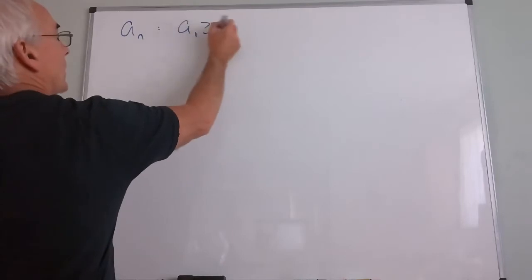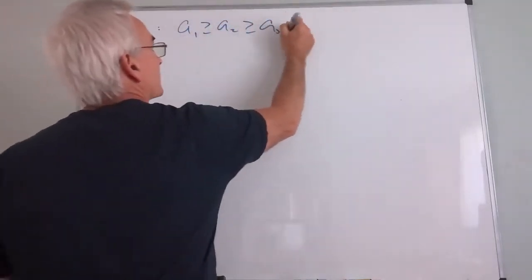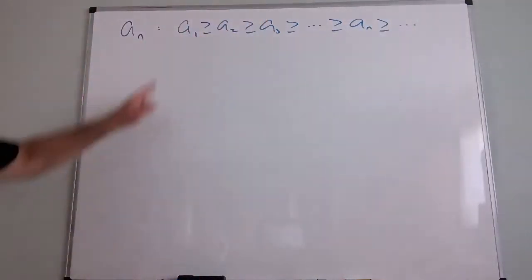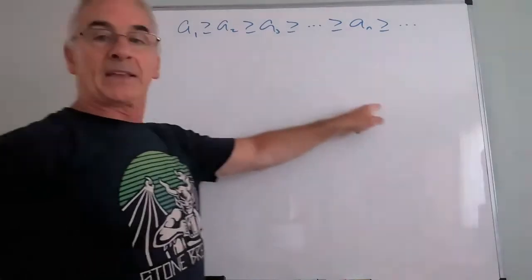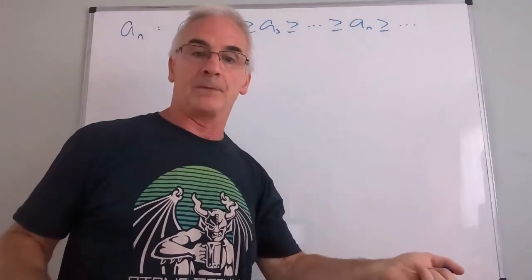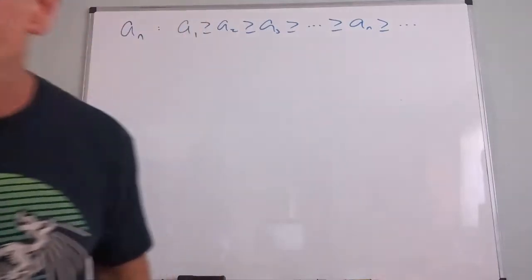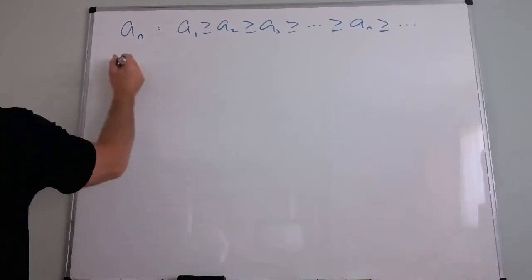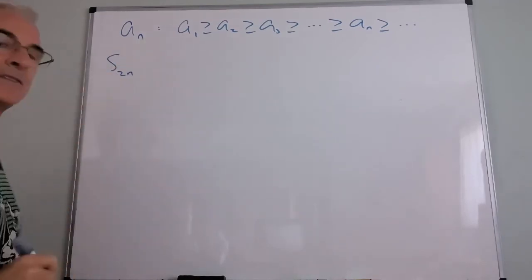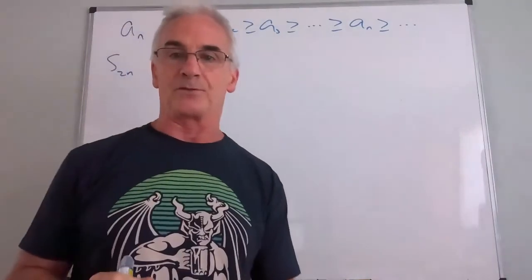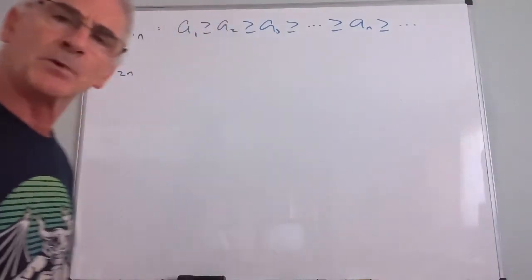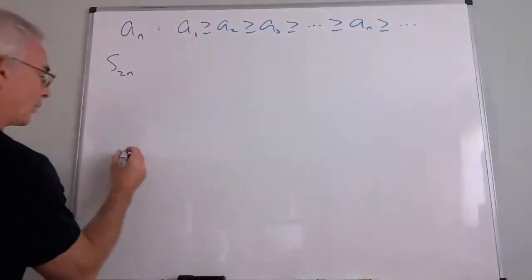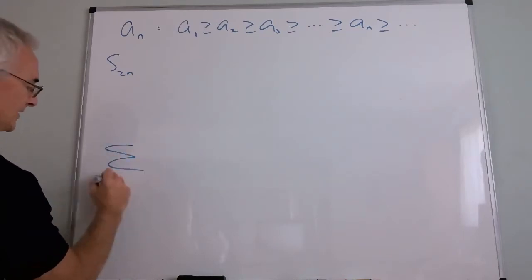So that a1 is greater than or equal to a2 is greater than or equal to a3, right? And forever and ever, the terms can stay the same or they can get smaller, but they never get bigger, okay? So all my terms are getting smaller, smaller, smaller. So what I'd like to do is calculate the sum of the first 2n terms. And that's by design. I want an even number of terms. So remember now, we have an alternating series.